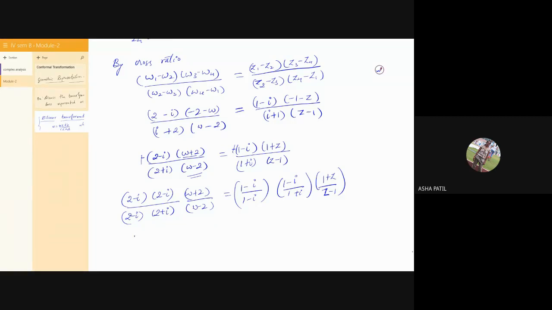What do you get? (2 minus i) whole square: 4 plus i square minus 4i. Will it become more complicated if you multiply and divide? Again, because if it is 1 minus i, then 1 plus i square, there the term cancels. There it is 2 plus i, so you get 3 minus 4i. And again, the numerator and denominator both will have terms.